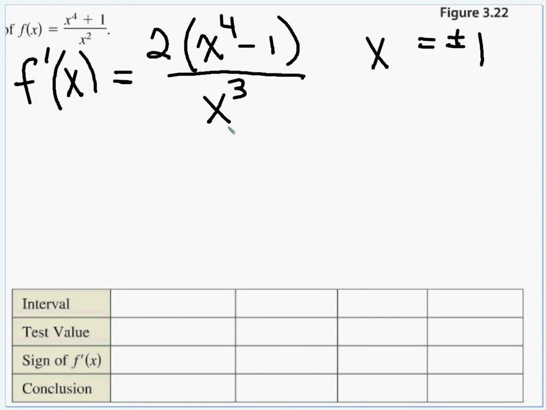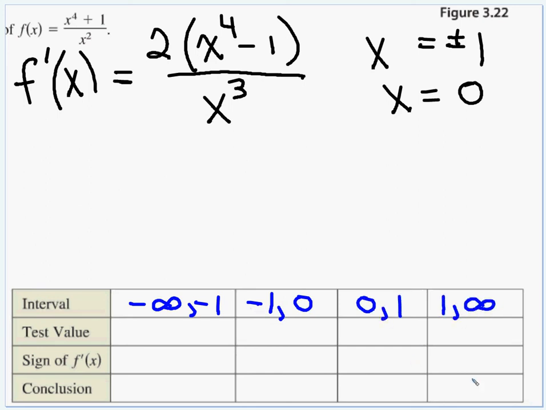But then we can also just set our denominator equal to 0 and get x is 0. So we have, again, three critical numbers. Let's find our intervals. Negative infinity to the lowest number, negative 1, and then negative 1 to 0, 0 to 1, and 1 to infinity to finish it off.